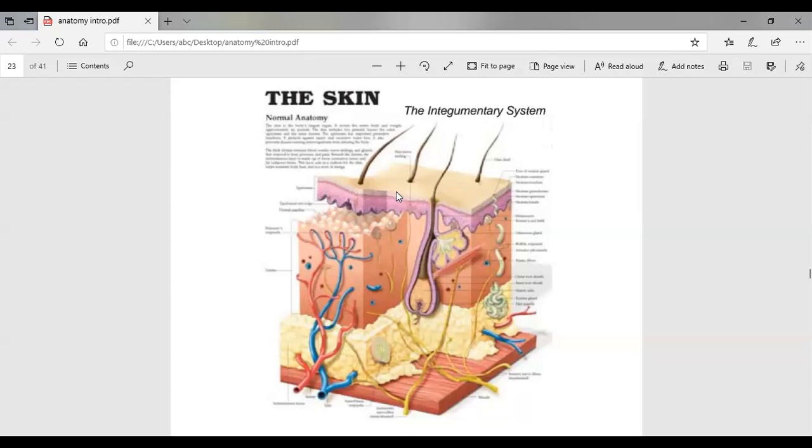So many layers are kept one above the other. The epidermis, the dermis, and the yellow colored structure on the lower part, the thick yellow layer, is the subcutaneous fat. So the integumentary system also has fat. It has a storage function, like an energy storage function. So these are the different layers of the integumentary system. Let's go ahead.